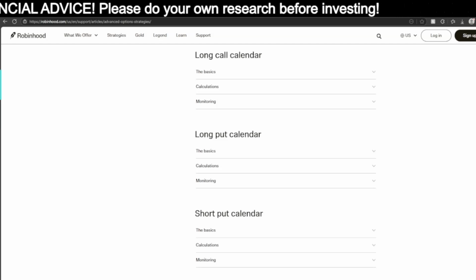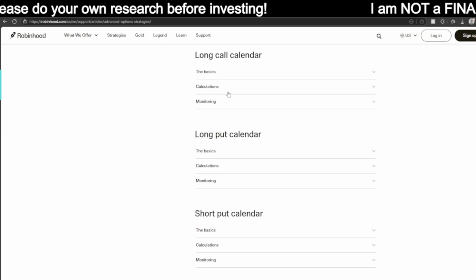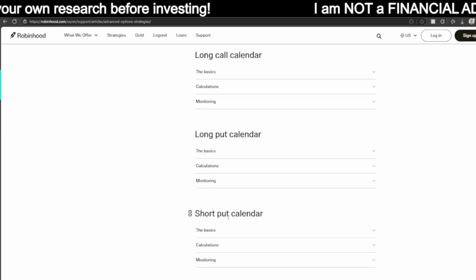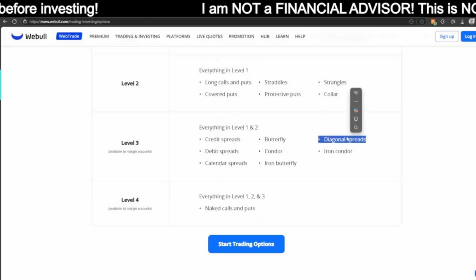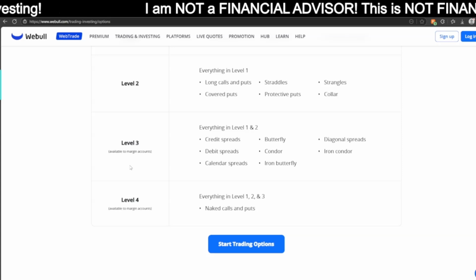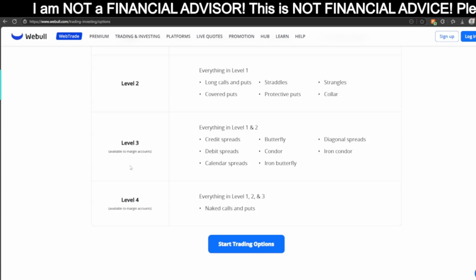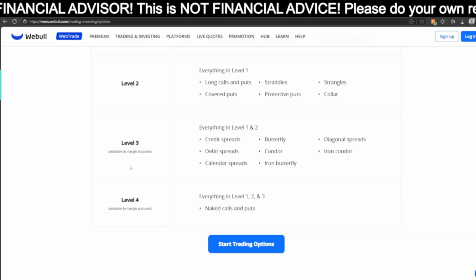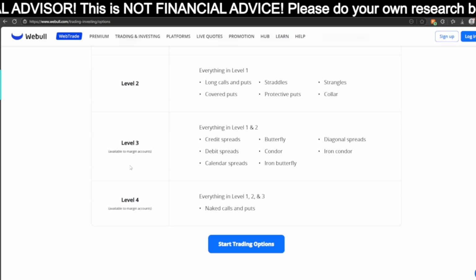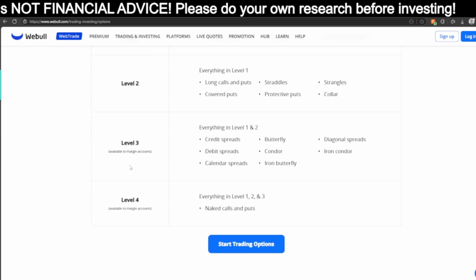So what we're looking at for today's video is two strategies here. Robinhood has a long call calendar, long put calendar, short put calendar, and then Webull has it as calendar spreads and diagonal spreads, both level 3, which you do need margin for, and we'll make a video about what margin is and how it works, so be on the lookout for that. We're going to break down the ideas of how a calendar works and also how a diagonal works. So we're going to go right into it with an example.